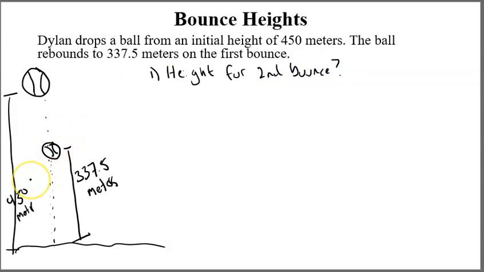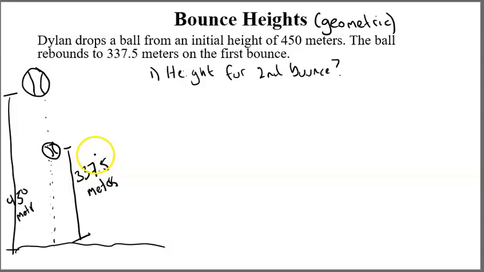The thing about dropping balls and bounce heights is that the heights represent a geometric sequence. So bounce heights, I want to think geometric. If you need a review of geometric sequences, go back and watch the video on sequences. Since geometric sequences have a multiplier, we've got to figure out what that is.